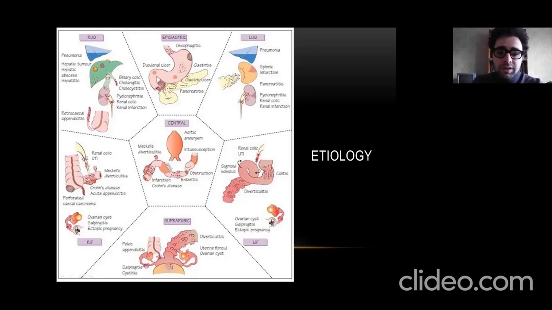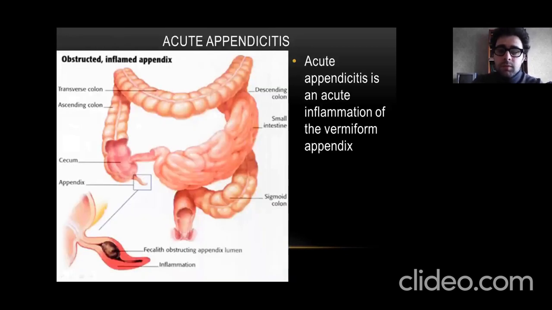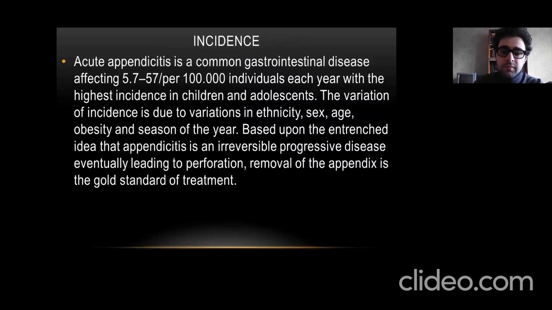Look how many diseases are here. Different parts of abdomen: epigastric, right, left, gastro. This slide is a big differential diagnosis of acute abdomen syndrome. The first disease, and the simplest disease, is acute appendicitis. It is an acute inflammation of the vermiform appendix.